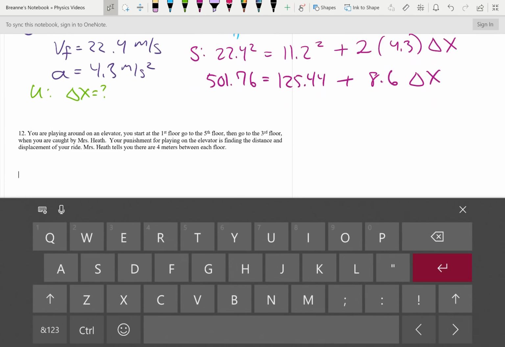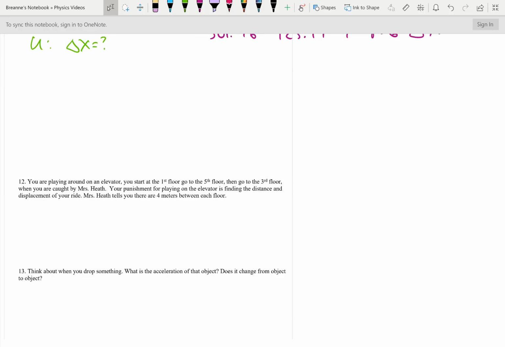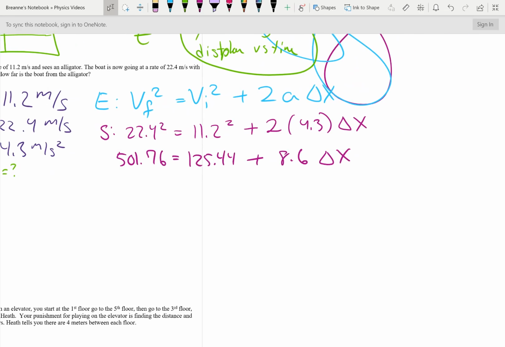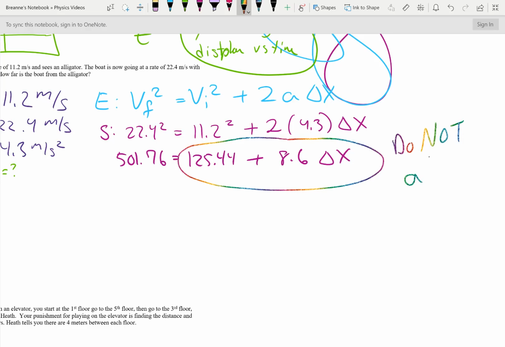You cannot add these two together. As much as people try to do it, do not add. The reason you can't add is because of this term right here. You can only add like terms. Since they're not like terms, since not both of them have a delta x, you can't add.